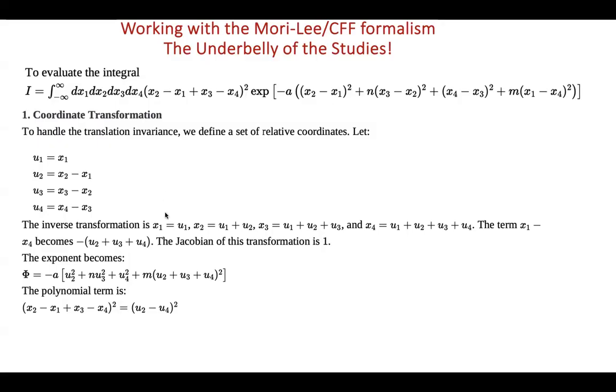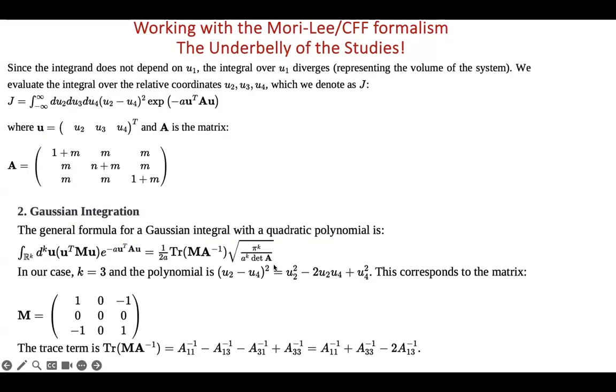So this is how the formula works. You basically take this U column matrix or row matrix, U transpose, and you construct this operator, this matrix A, to rewrite the argument of the exponential. So it is U transpose AU, where A has this structure. So you see this structure has the M and the N here. Diagonal has 1 plus M, N plus M, 1 plus M, and everything else is M.